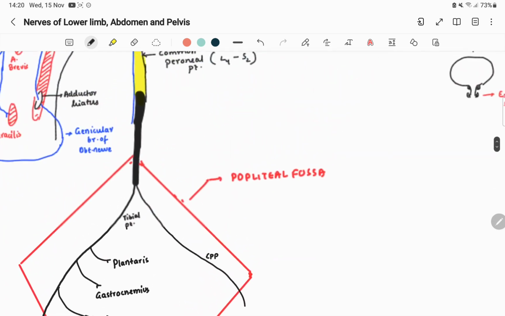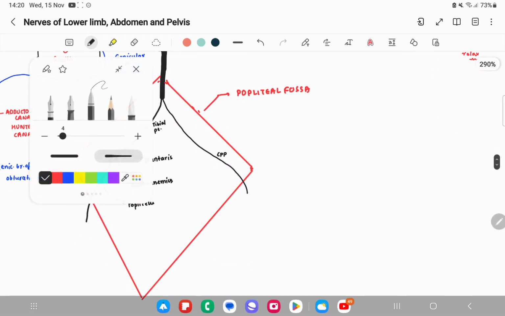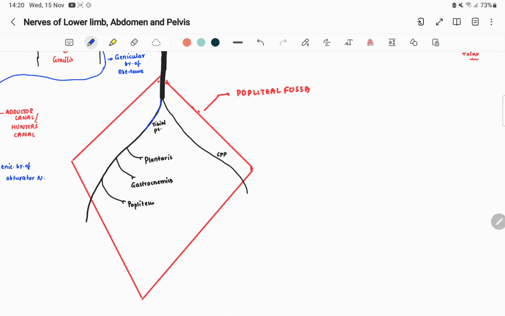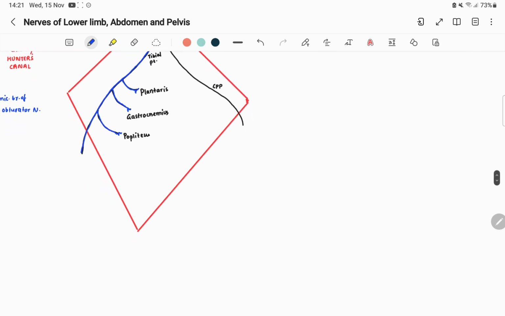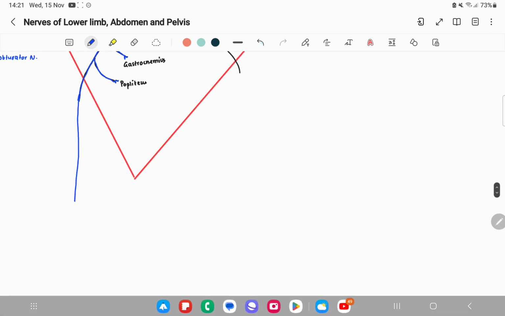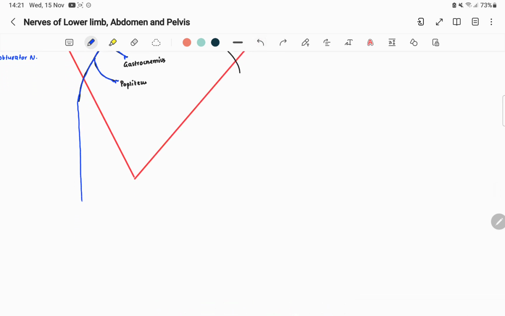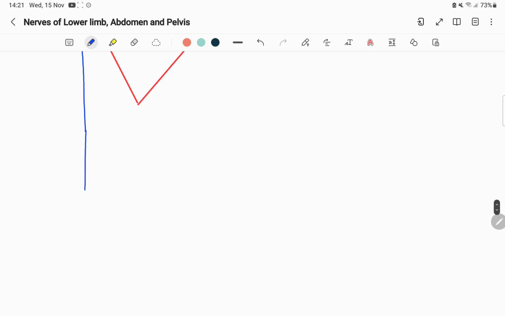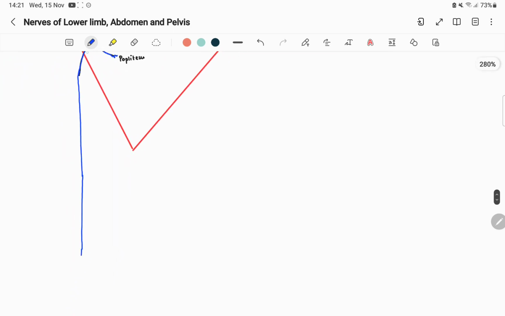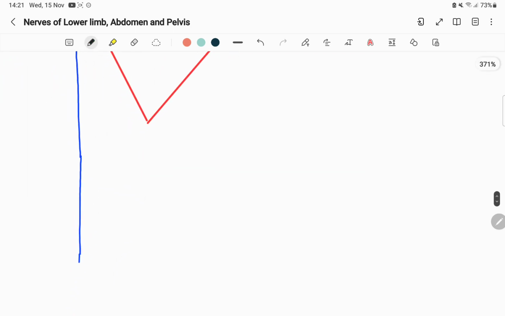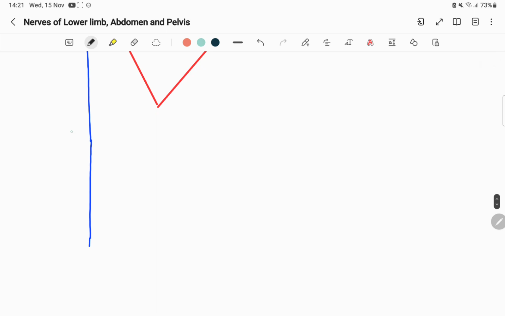Tibial part, understood. You can draw the tibial part in blue, because I am maintaining the color coding everywhere, and I drew the ventral divisions in blue. So draw the tibial part in blue like this. Popliteus, and it goes down the leg and supplies some muscles of the leg. Which muscles of the leg?